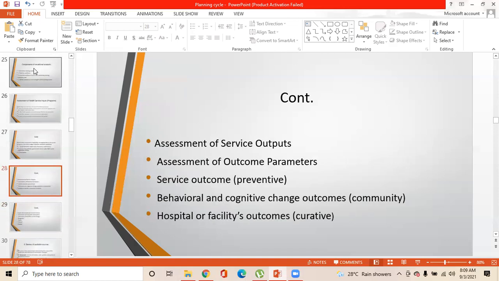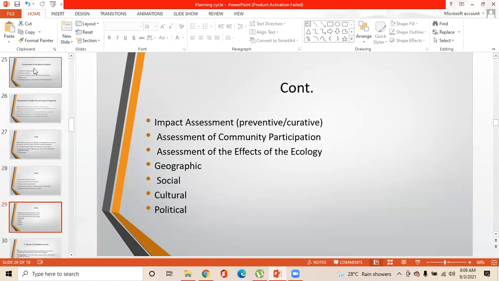Assessment of service outputs, assessment of outcome parameters, service outcomes, behavioral and cognitive change outcomes, and hospital or facility outcomes. Impact assessment, preventive or curative. Assessment of community participation, and assessment of the effects of ecology, geographic factors, social, cultural, and political factors.